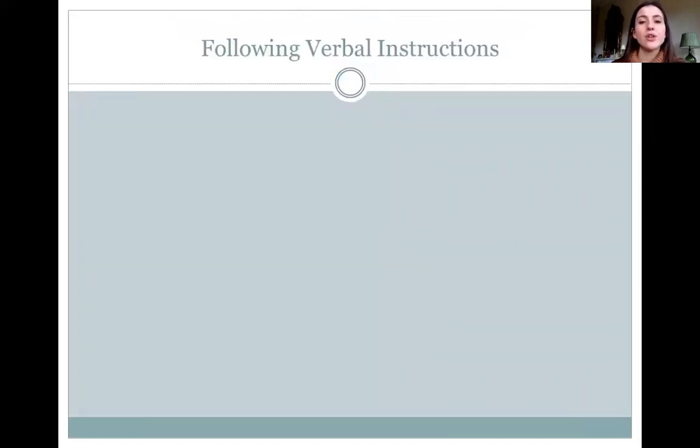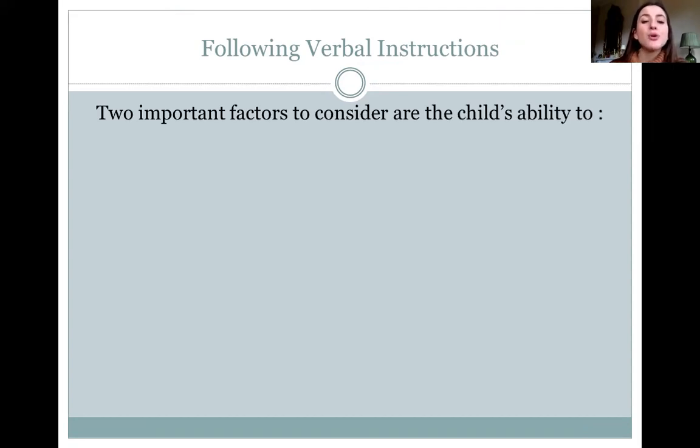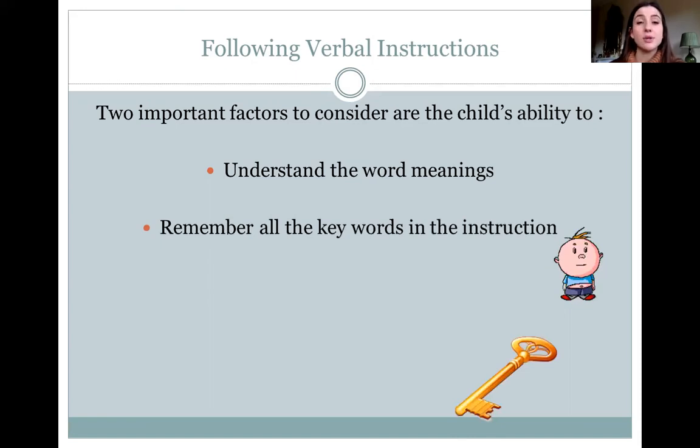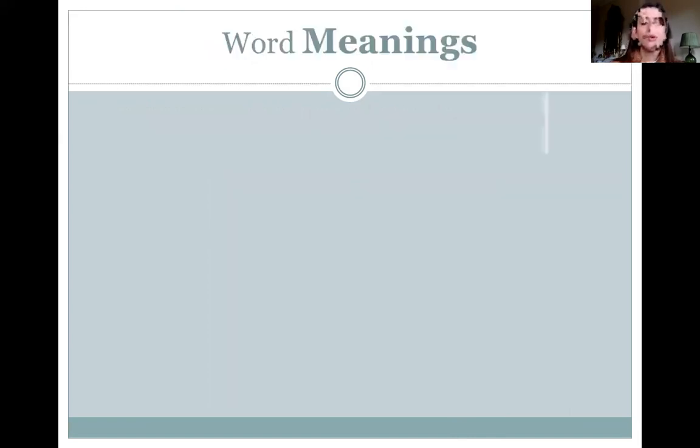And then we move on to following verbal instructions. There are two important factors to consider, and these are the child's ability to understand word meaning, so their vocabulary. This can depend on the child's exposure to that language, what their first language is, so just a thing to bear in mind. And instructions can be easier or harder depending on the type of vocabulary used and the level of familiarity. The other thing to consider is the child's ability to remember all the keywords in the instruction. If they do have a difficulty with memory, then the longer the instruction, the more difficult it will be for them.